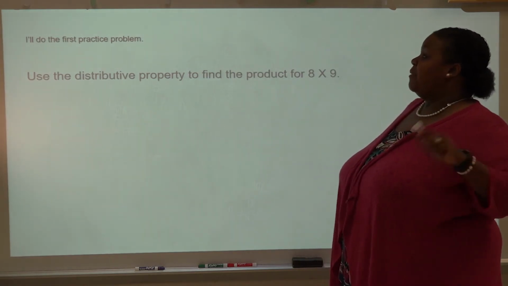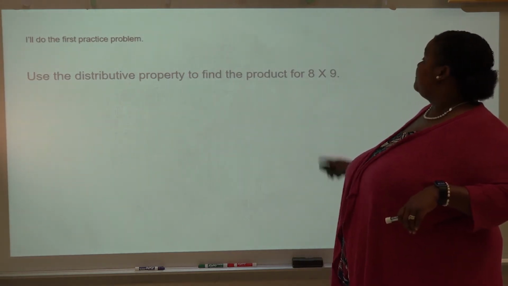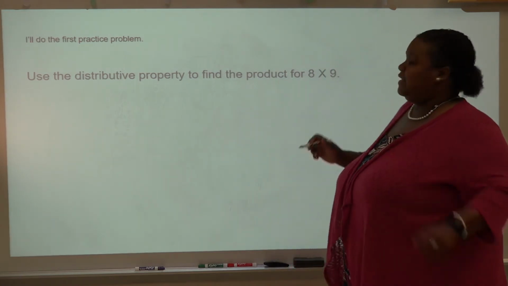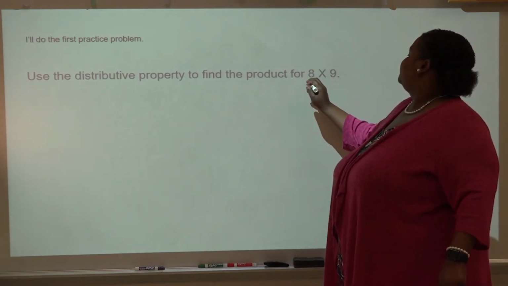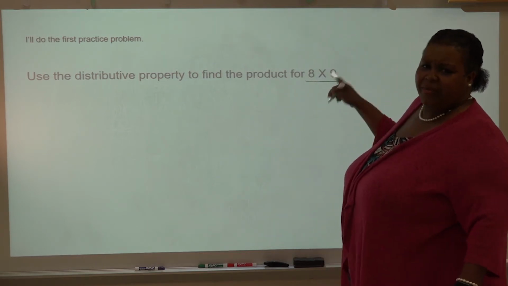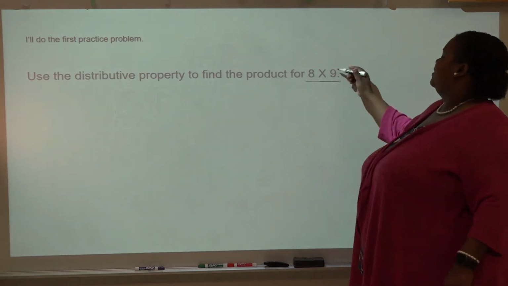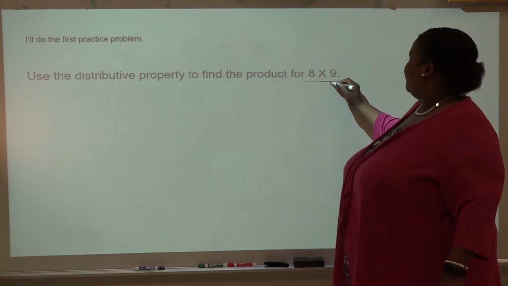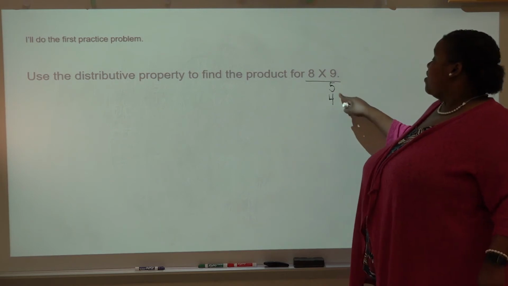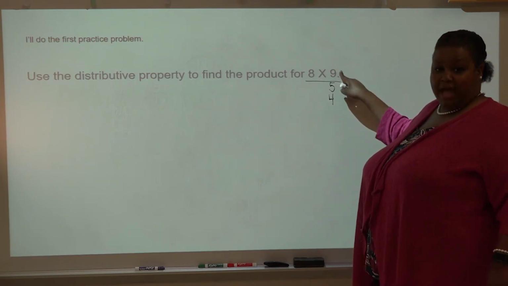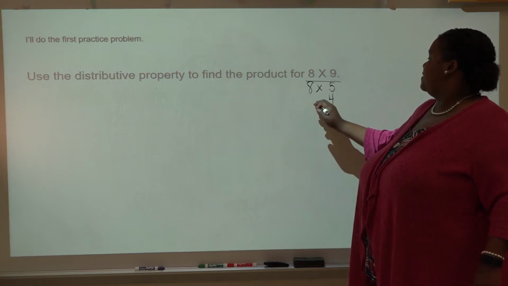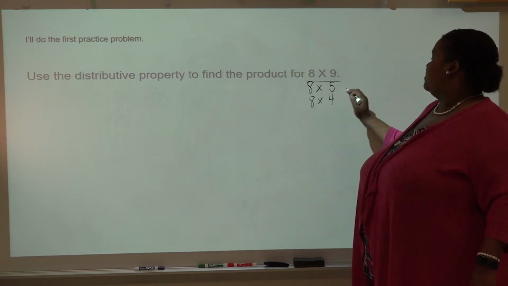I'll do the first problem. Use the distributive property to find the product of 8 times 9. What would you like to break apart, the 8 or the 9? I can hear you over here saying, break apart that 9, Miss Sharkley. Let's do that again. Let's do a 5 and a 4. I'm picking 5 and 4. 5 plus 4 equals 9. Then I bring down my 8.